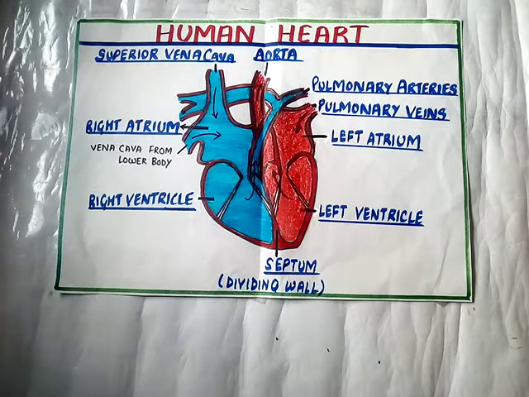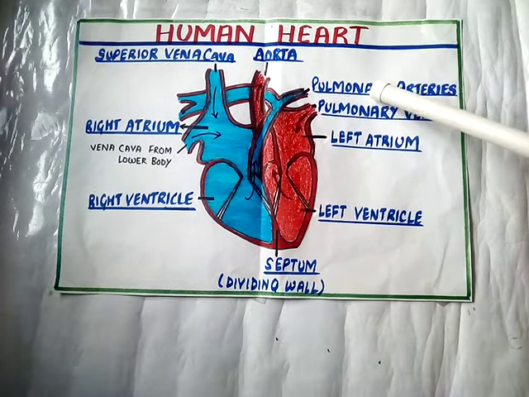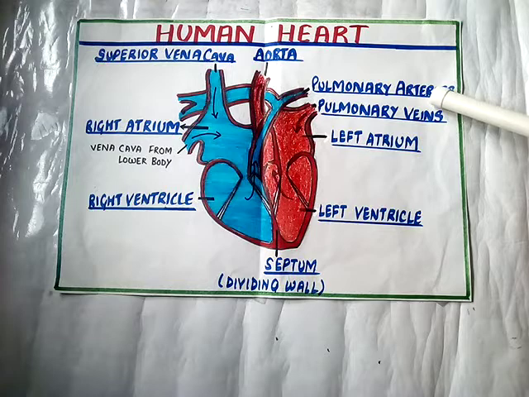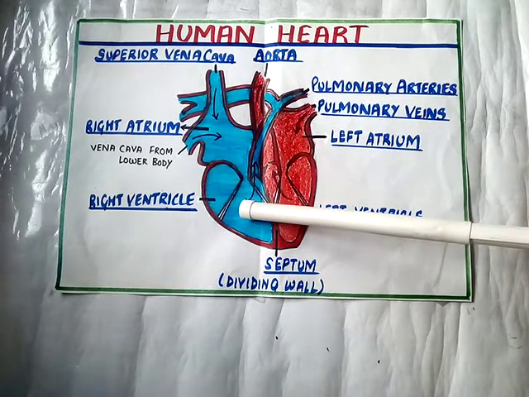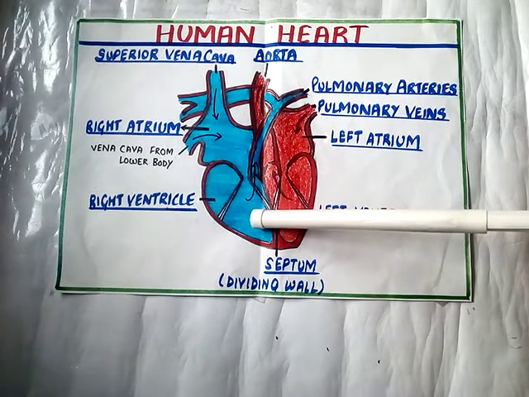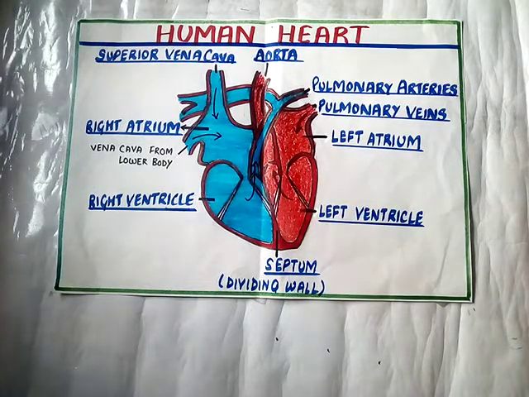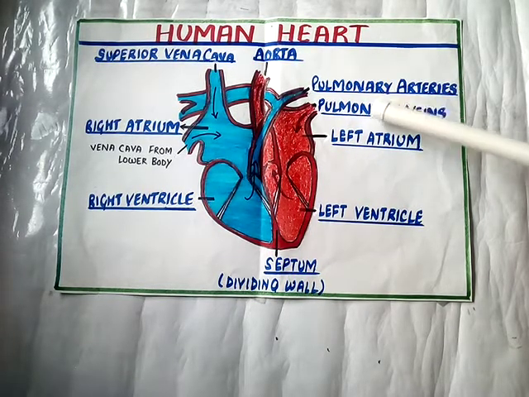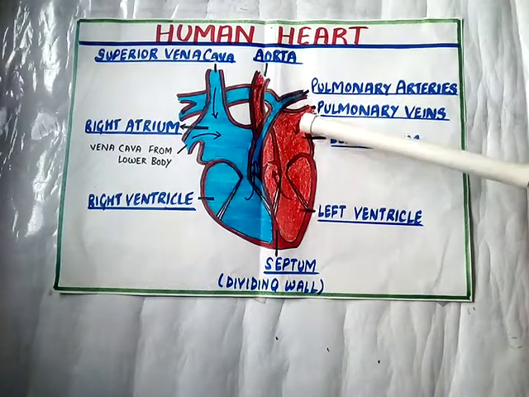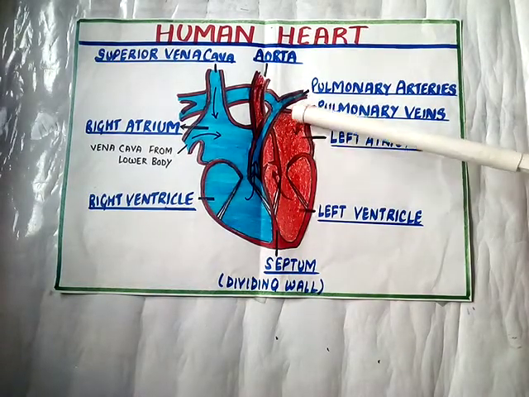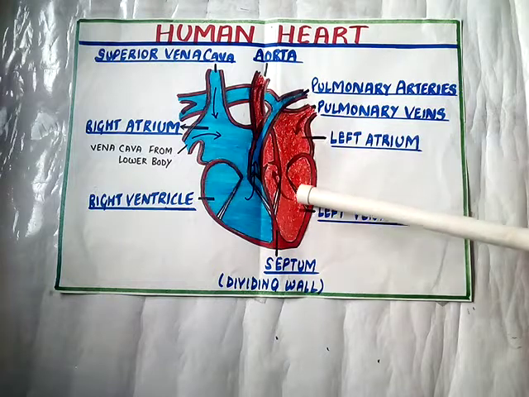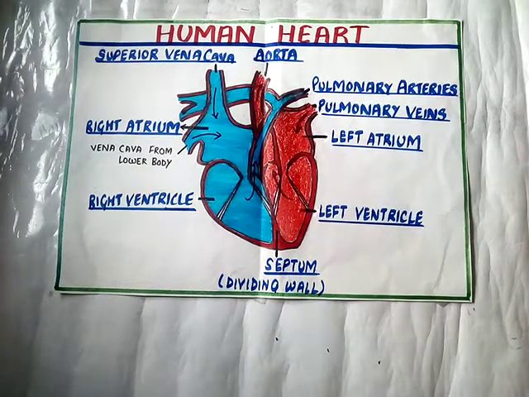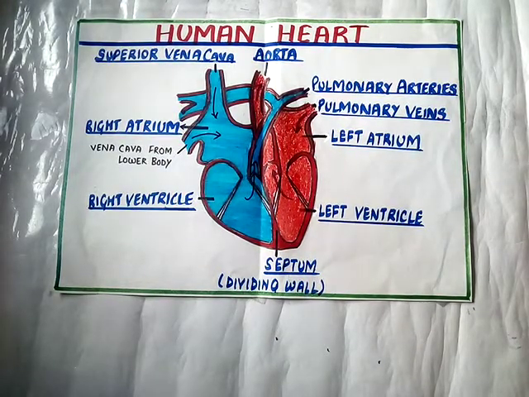But I have told you about the exception of the pulmonary arteries, which carry deoxygenated blood from the right ventricle to the lungs. And I have told you about veins. Veins mostly carry deoxygenated blood. But here is an exception: the pulmonary veins carry oxygenated blood from the lungs to the heart. So let's talk about the functioning of the heart.